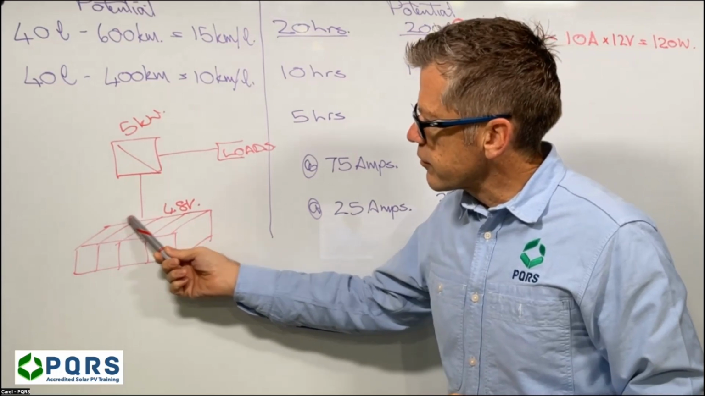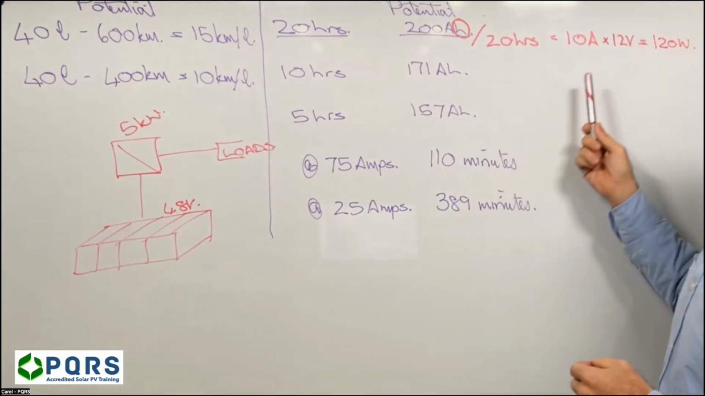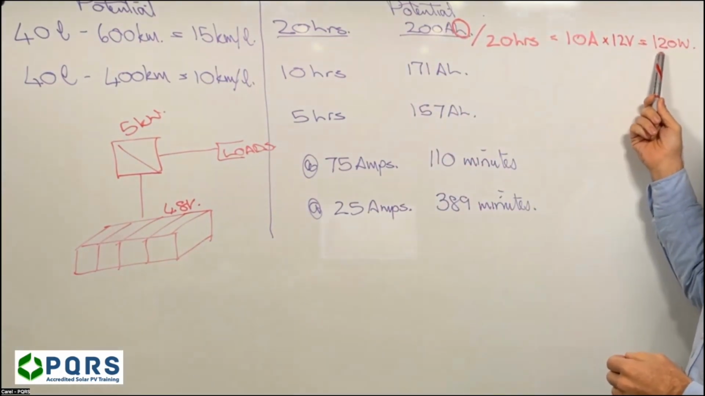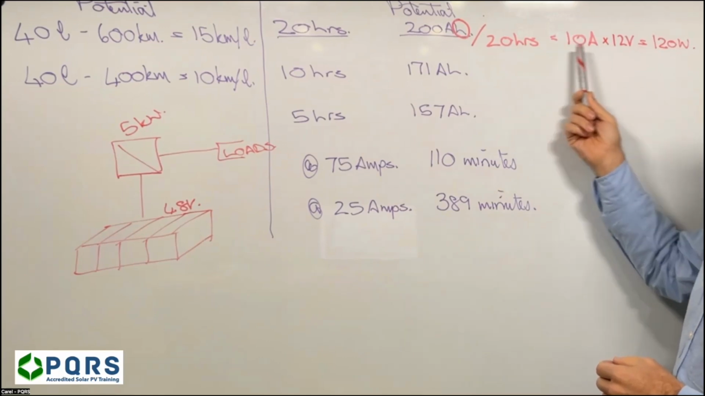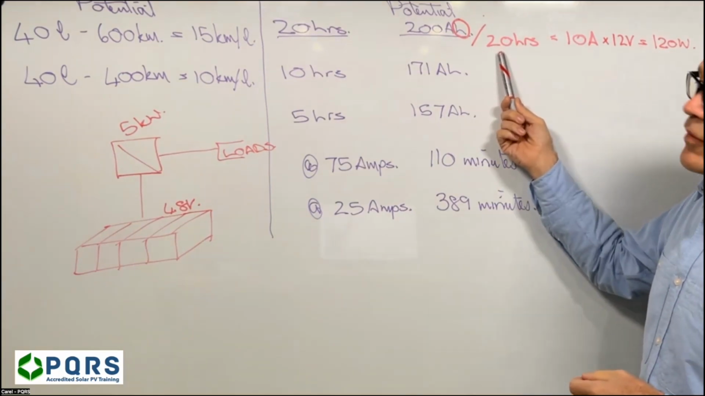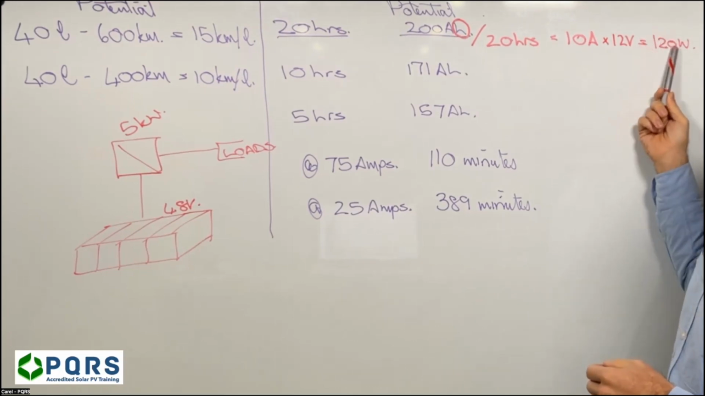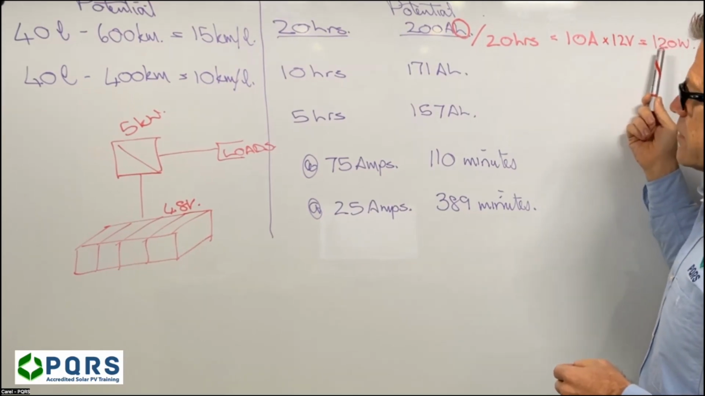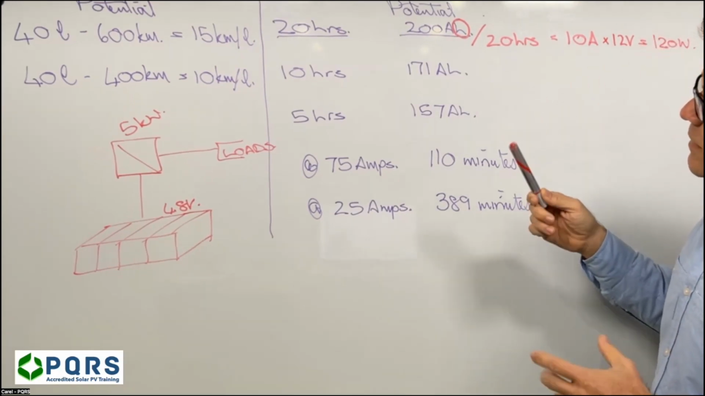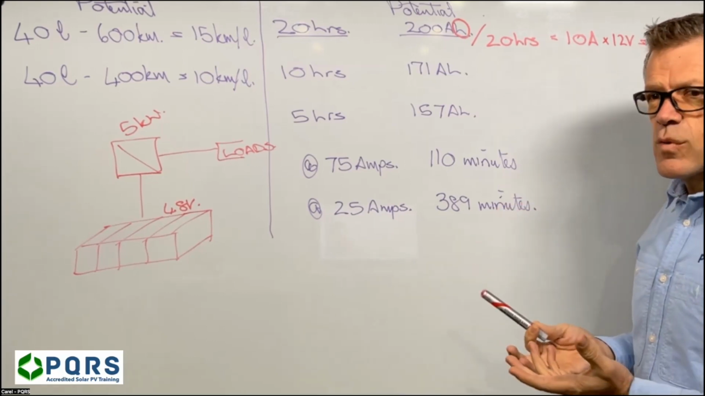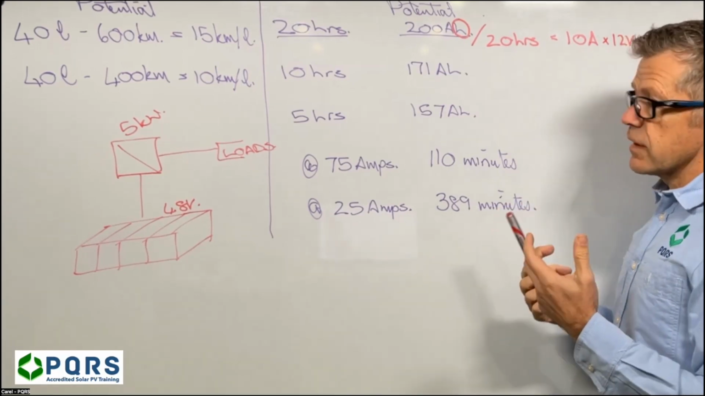The issue that we've got over here is that according to this, if we wanted this battery to last 20 hours, we shouldn't discharge at a rate faster than 120 watts. So let's quickly take a look and see what happens in a typical load shedding scenario.